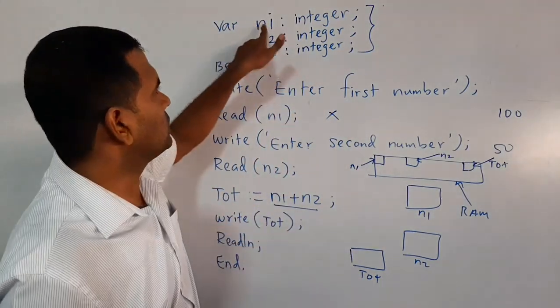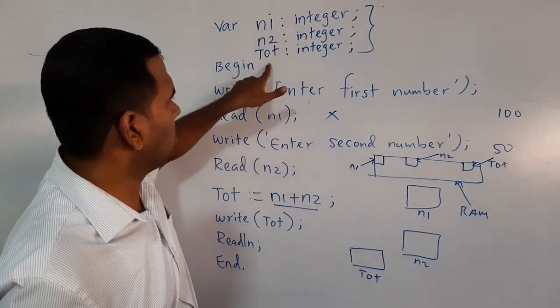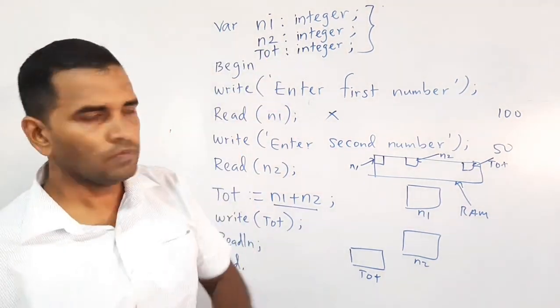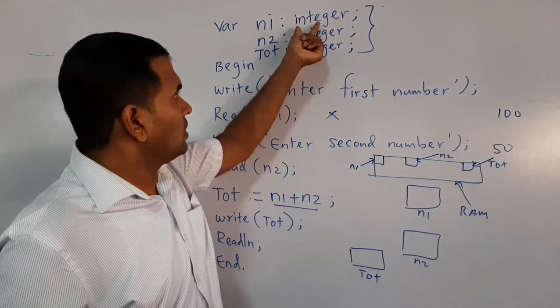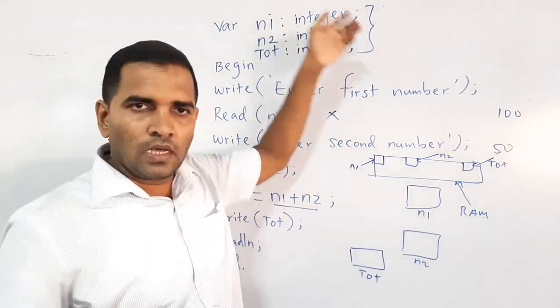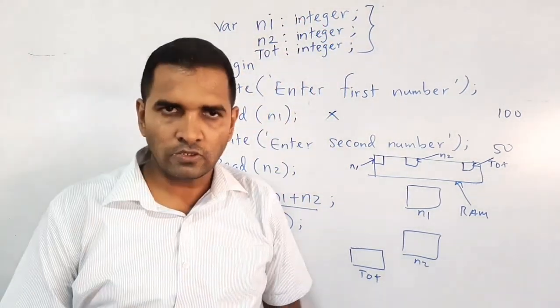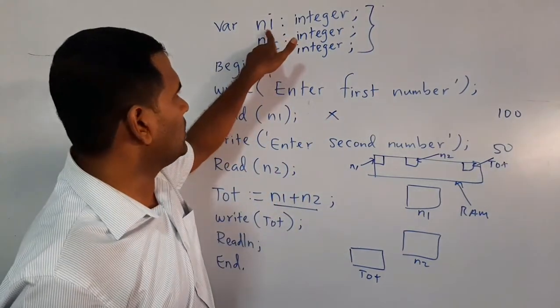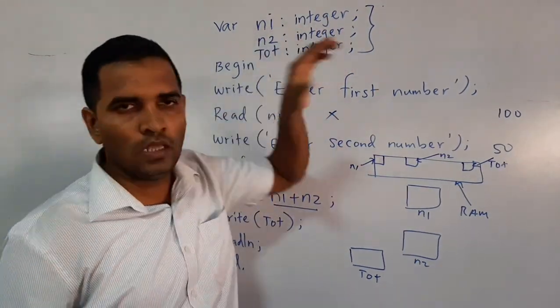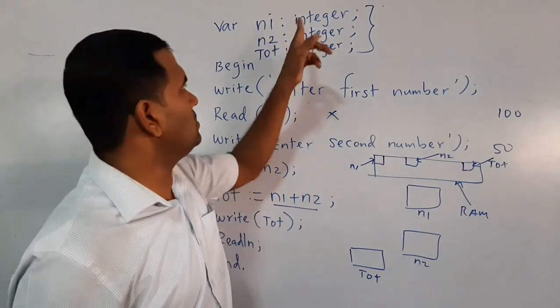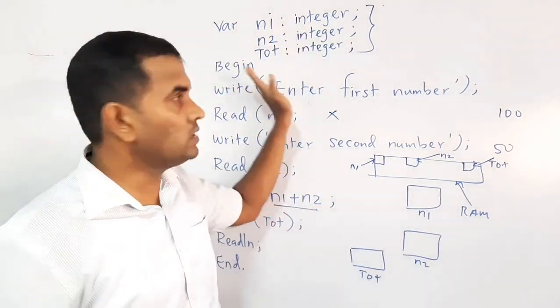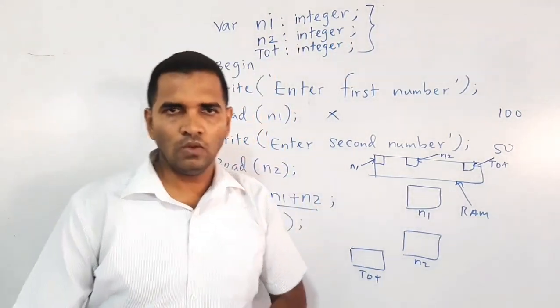So N1 is a variable name, N2 is a variable name, TOT is another variable name. What are they? They are the type of data which a variable stores. So in this example, N1 stores only whole numbers. N2 stores only whole numbers. Even TOT can store only whole numbers.